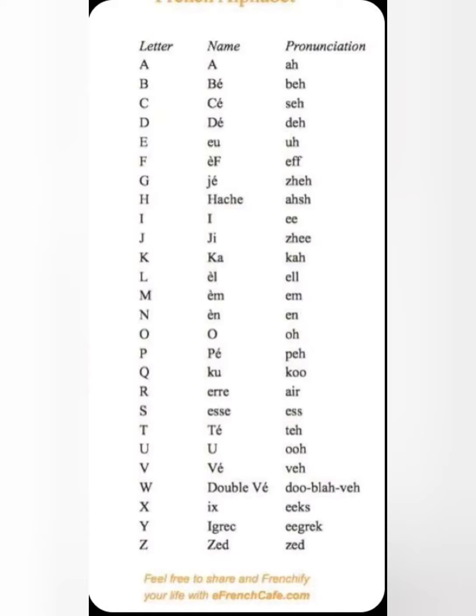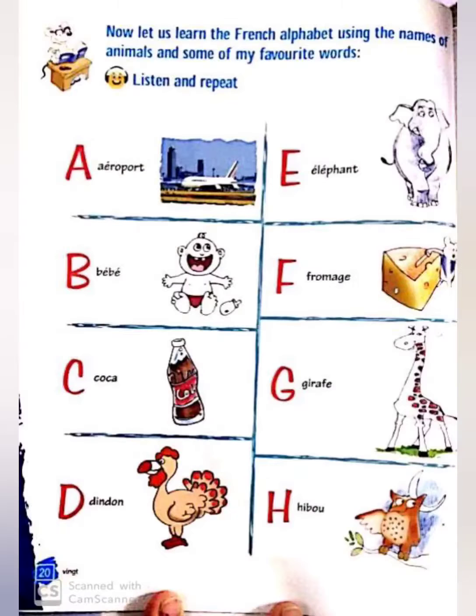Now let's see some French alphabet using the name of animals and some things. First one is aéroport, bébé, coca, didon, éléphant, fromage, giraffe, Ebo. H is silent, that's why Ebo, not Hebo, it's Ebo.